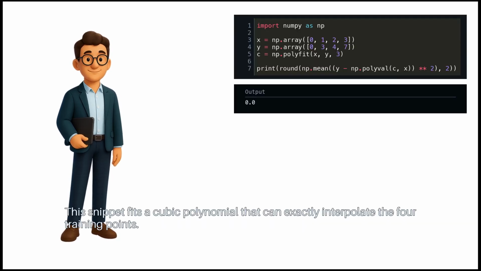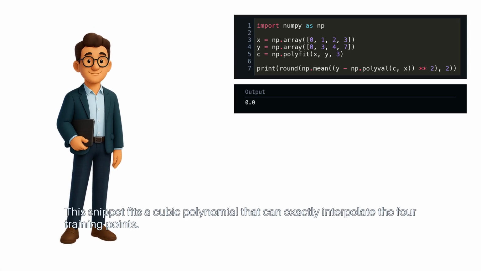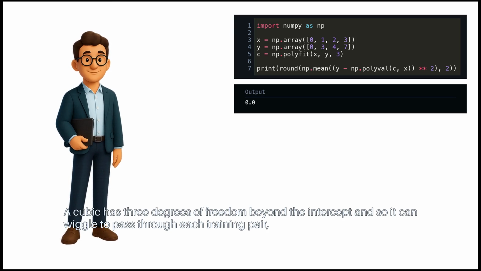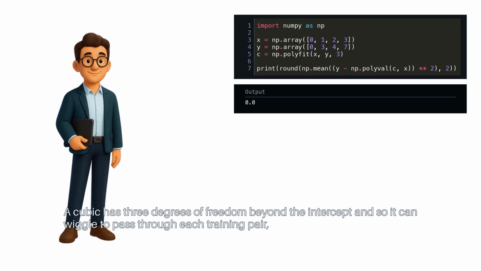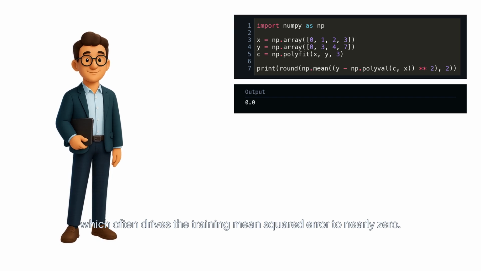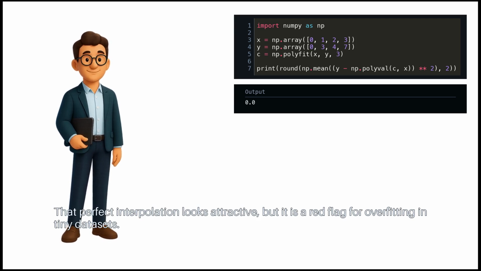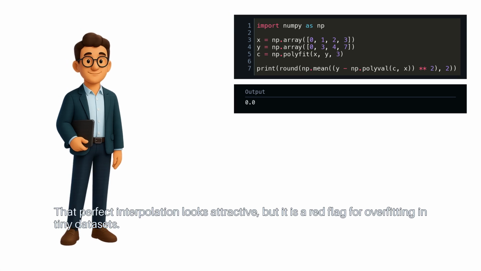This snippet fits a cubic polynomial that can exactly interpolate the 4 training points. A cubic has 3 degrees of freedom beyond the intercept, and so it can wiggle to pass through each training pair, which often drives the training mean squared error to nearly 0. That perfect interpolation looks attractive, but it is a red flag for overfitting in tiny datasets.